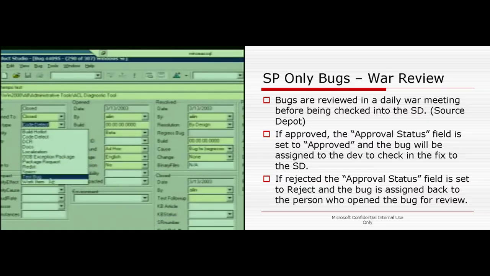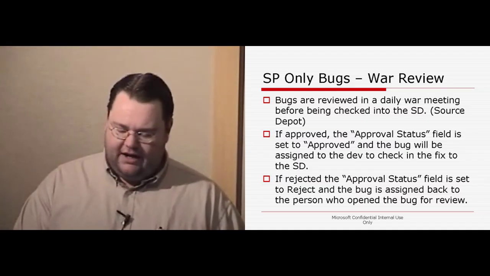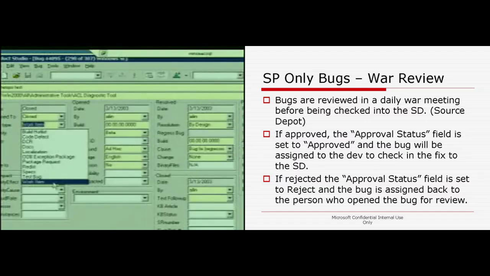Redist, test bug I'll go over in a minute, but that's a bug just for the tester. That means you need to create some automation or create some tests to further test this in the future. And work items, just something. It's not actually a bug. It's just maybe a change in a process or something that needs to happen.